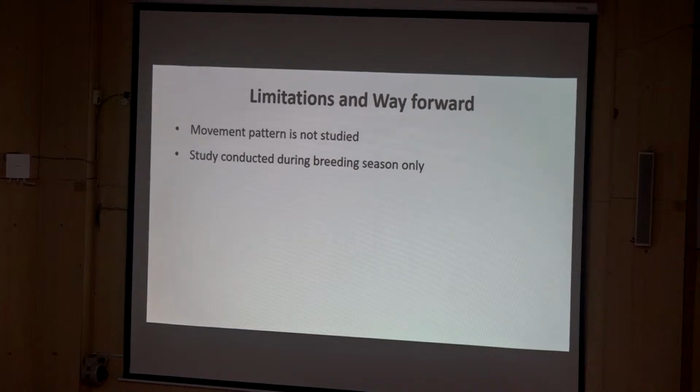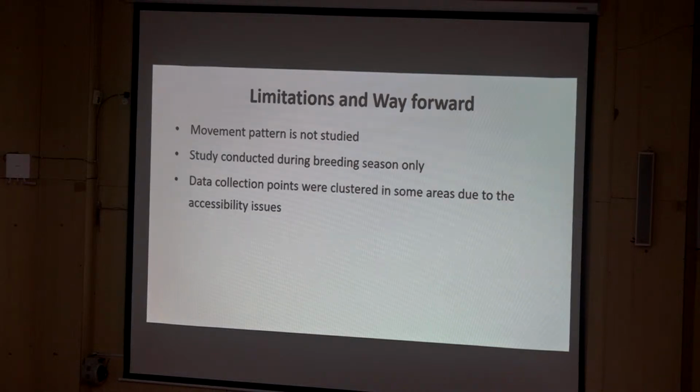The study was conducted only during the breeding season. The body condition of the lizards can be influenced by the season, so that study has to be done in different seasons. The data collection was frustrated in some areas because the terrain was very difficult and not fully accessible. We also didn't study the food availability and feeding habits. This is an important aspect because it can have a direct impact on the body condition.